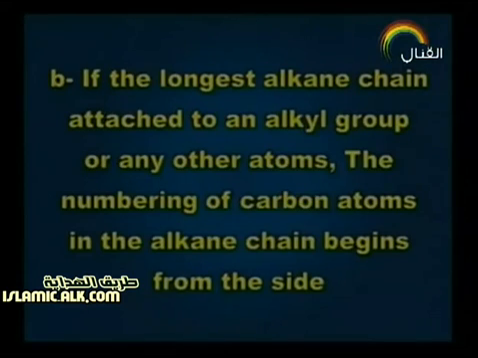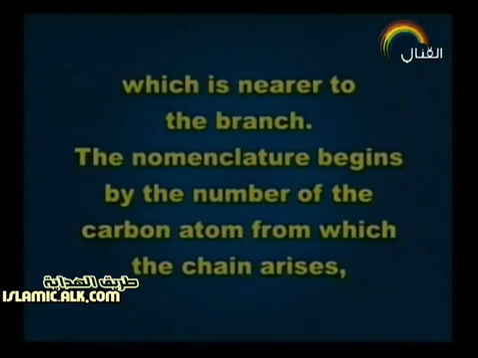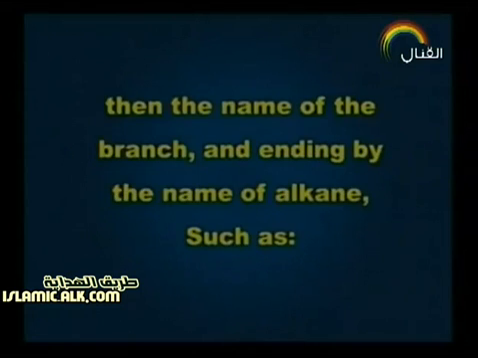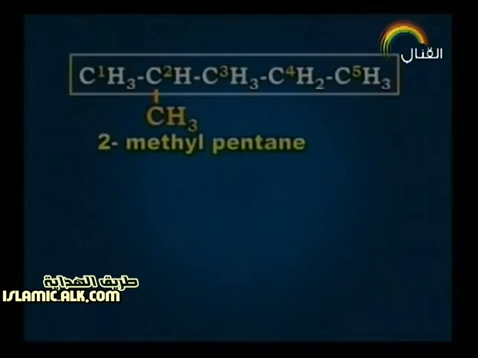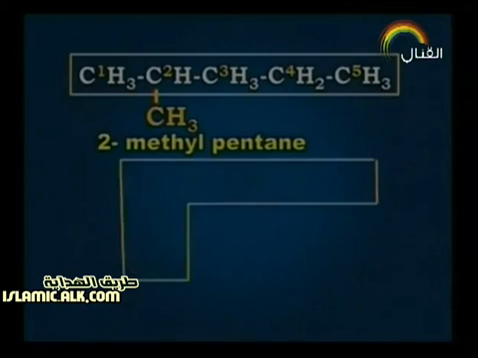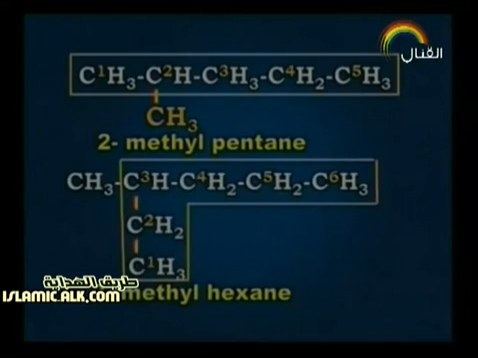If the longest chain has an alkyl group or any other atoms attached, the numbering of carbon atoms in the alkane chain begins from the side which is nearer to the branch. The nomenclature begins with the number of the carbon atom from which the branch arises, then the name of the branch, ending with the name of the alkane. In the example shown on the screen, it will be 2-methylpentane, as the branch is near to carbon number 1. And another example, here the longest chain is 6 carbons, so it will be 3-methylhexane.